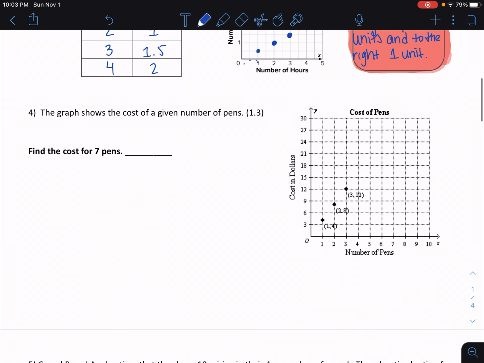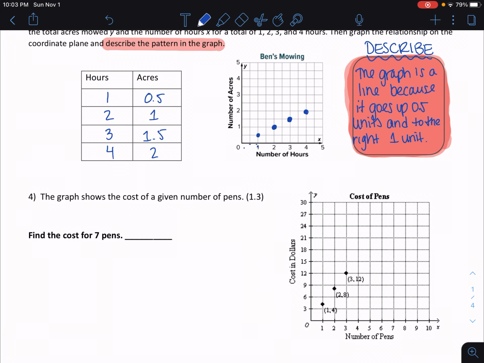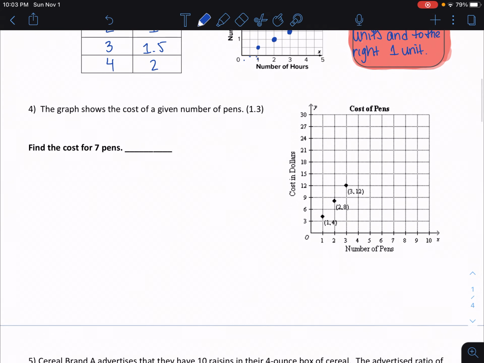Number 4 says the graph shows the cost of a given number of pens. So for 1 pen, it's $4. For 2 pens, it's $8. For 3 pens, it's $12. So I'm going to continue that ratio pattern. I can make a table or I can continue on the graph. I chose to continue the table.